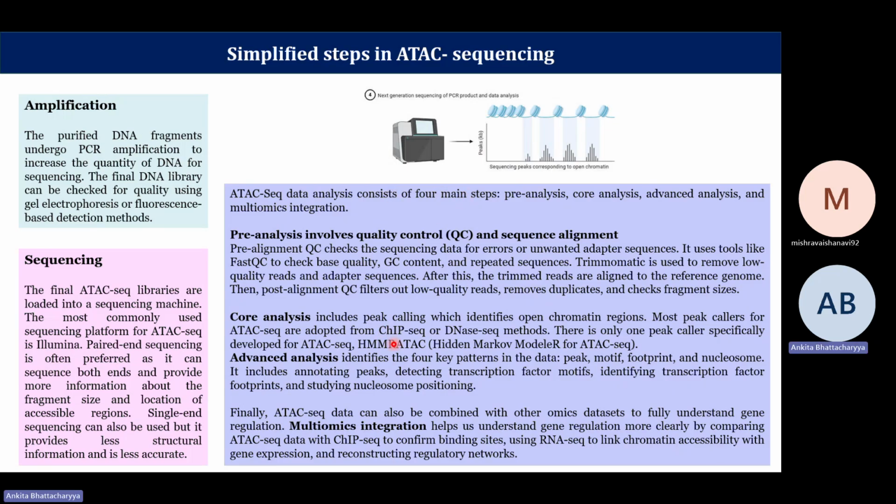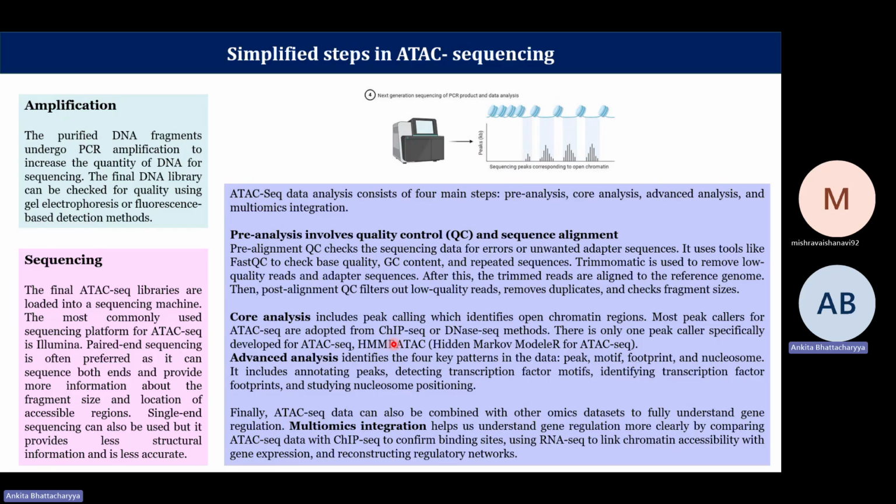ATAC-seq data analysis basically consists of four key steps. First is pre-analysis, core analysis, advanced analysis, and multi-omic integration. So what do we do under that? First, you do QC. Again, initial steps are the same. You check the sequencing data quality for errors and unwanted DNA sequences or adapter sequences. It uses FastQC for this purpose.